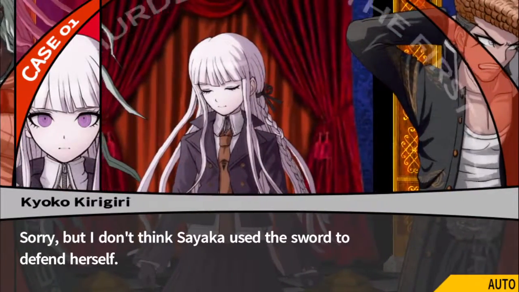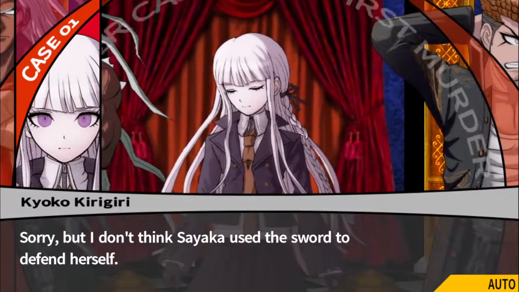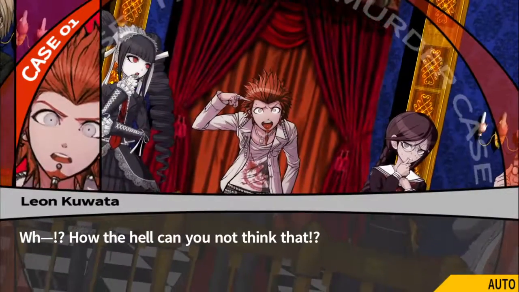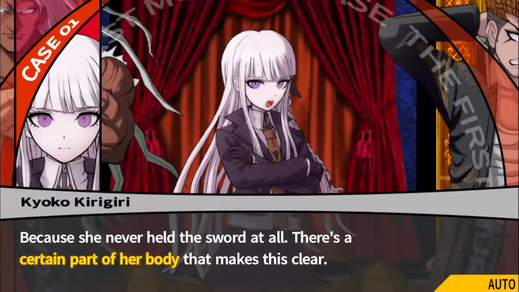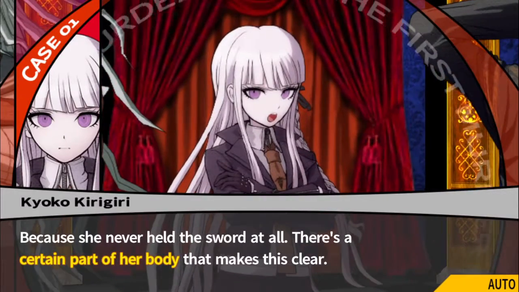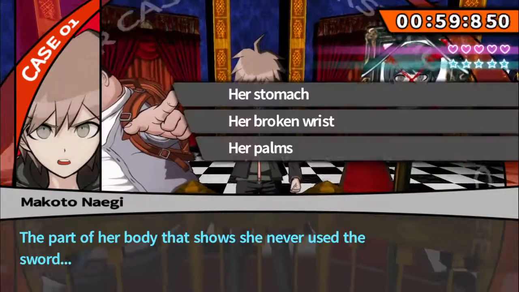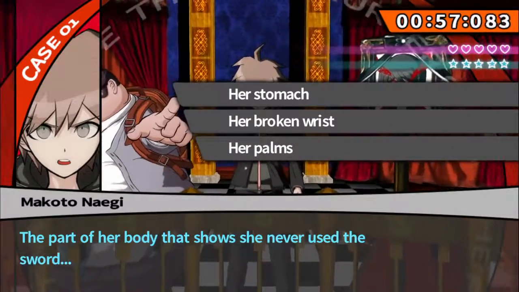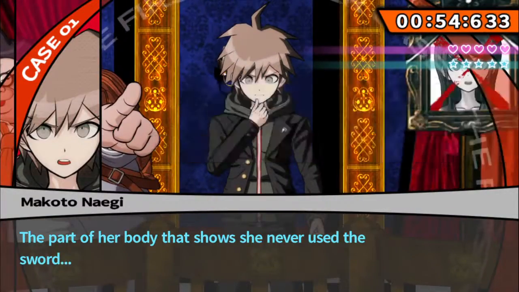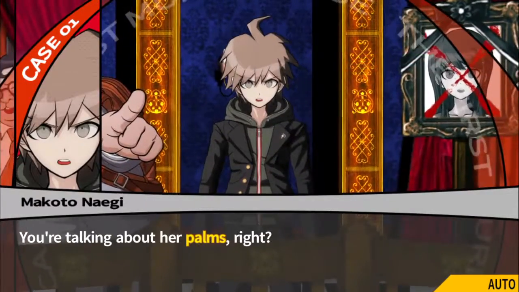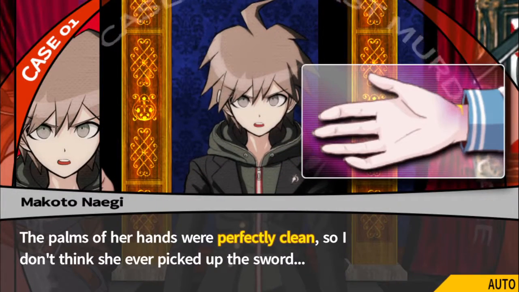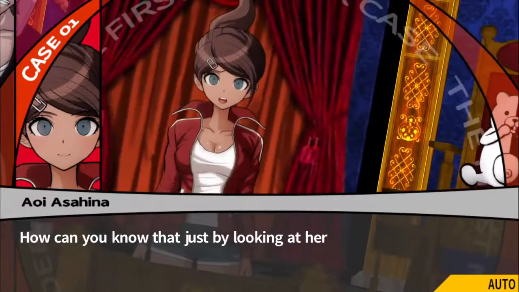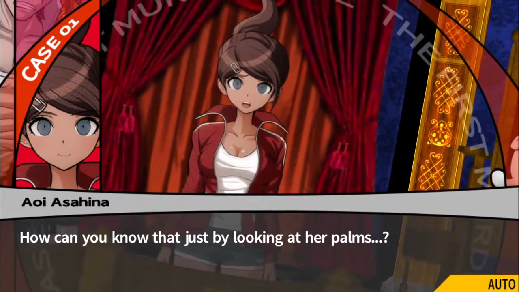Sorry, but I don't think Sayaka used the sword to defend herself. What? How the hell can you not think that? Because she never held the sword at all. There's a certain part of her body that makes this clear. I got it! You're talking about her palms, right? The palms of her hands were perfectly clean, so I don't think she ever picked up the sword. How can you know that just by looking at her palms?